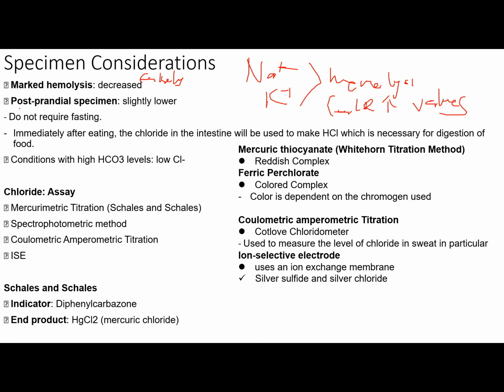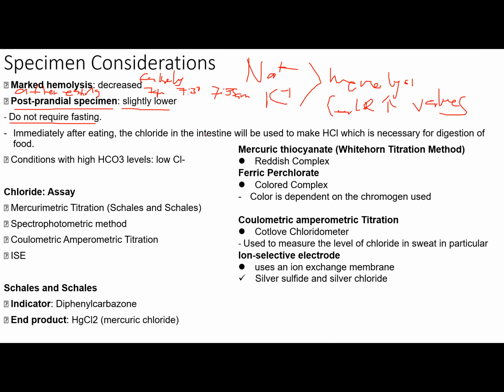If you use a postprandial specimen, when you say postprandial, it means after eating. So let's say the patient ate at 7 a.m., finished eating at 7:30, and you collected blood at 7:35 a.m. That's an example of a postprandial sample. So a postprandial sample is a sample taken after eating. Now, if you do that, the chloride result would be slightly lower. Now, chloride testing does not require fasting.